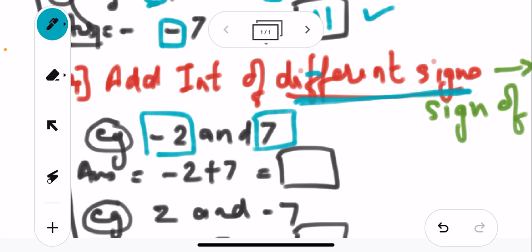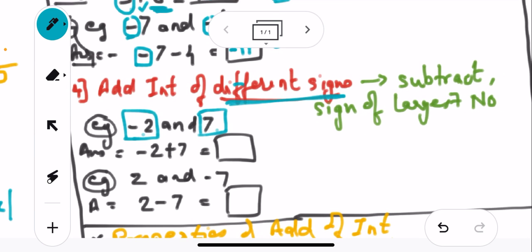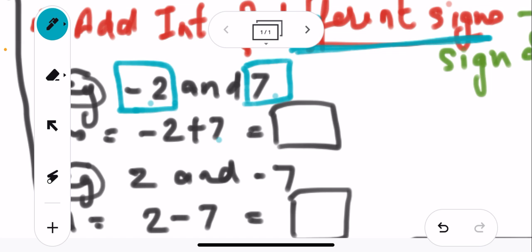Now when we add integers with different signs, like here if you see -2 and 7, which is +7, both of them have different signs. What are we going to do? We are going to subtract, and we put the sign of the larger number. When the signs are different we do subtraction, and when the signs are the same we do addition. So here -2 plus 7, we do subtraction because the signs are different. I'll do 7 minus 2, that is 5.